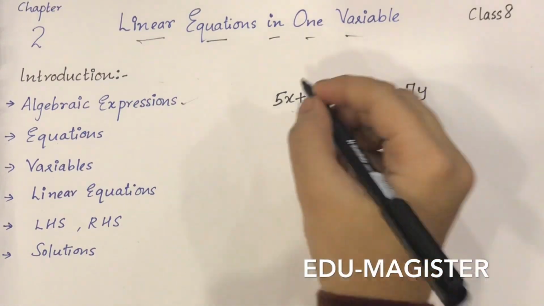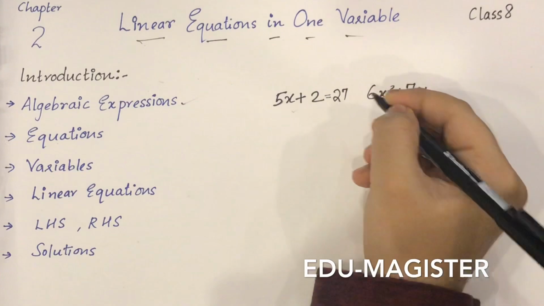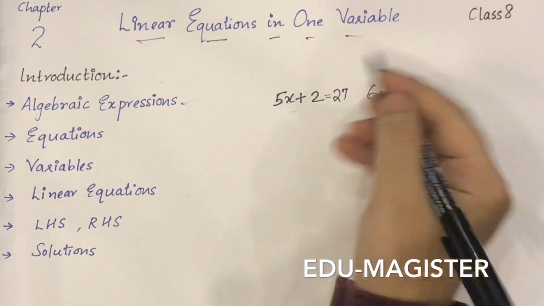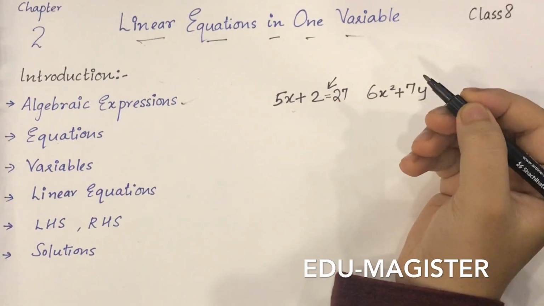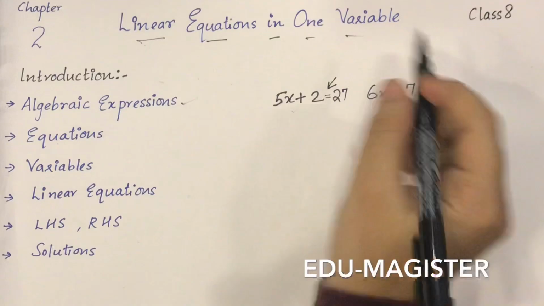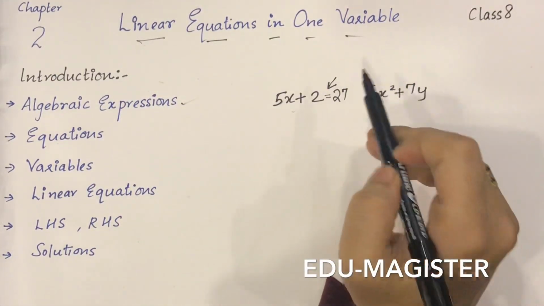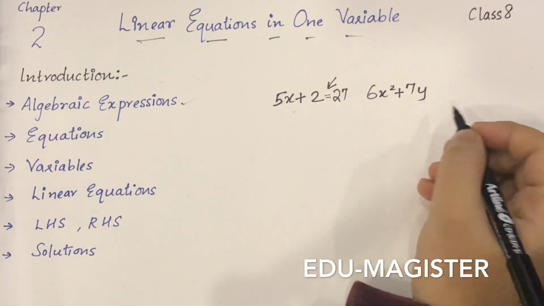And when I write 5x plus 2 is equal to 27, this becomes an equation. So, an equation means an algebraic expression that contains an equality sign. Again, in this chapter, as the name suggests, it is only about linear equations, which means the highest power of the equation is 1. I hope you remember what is power.